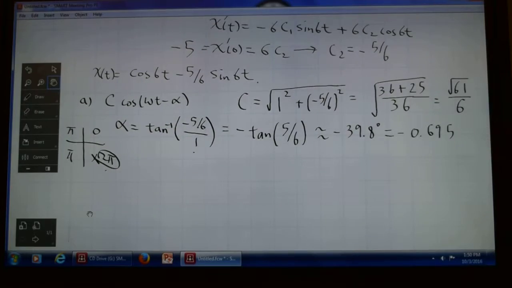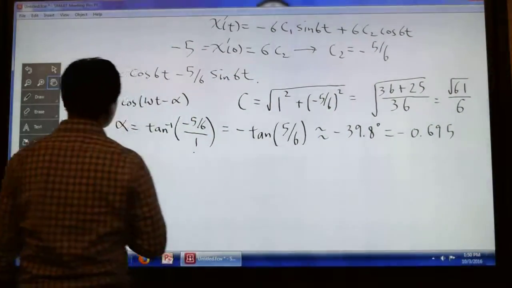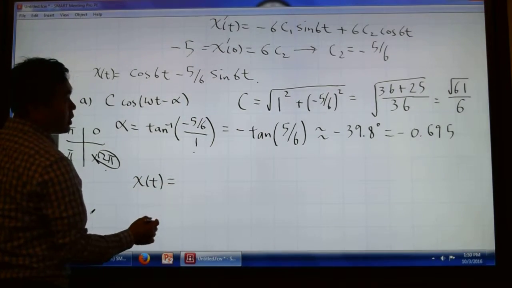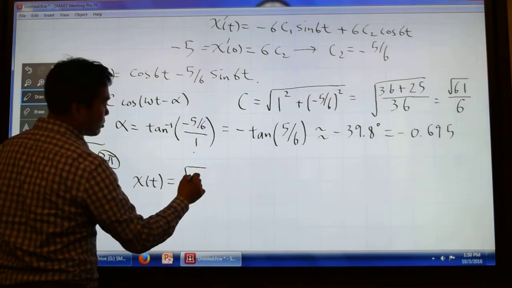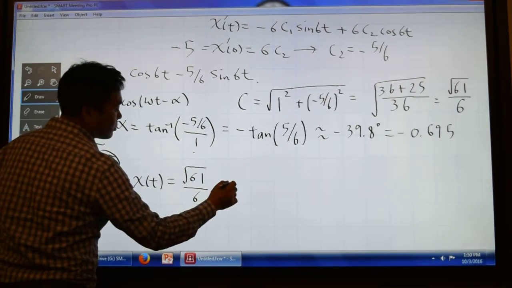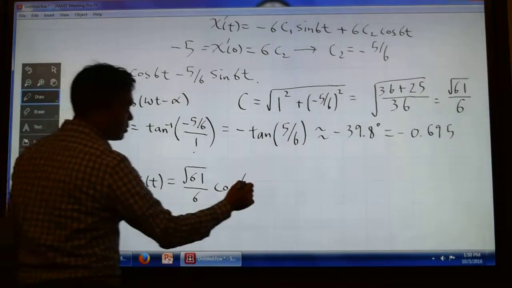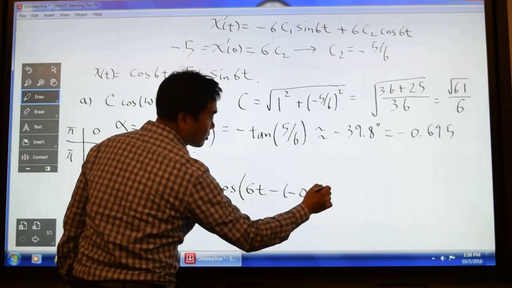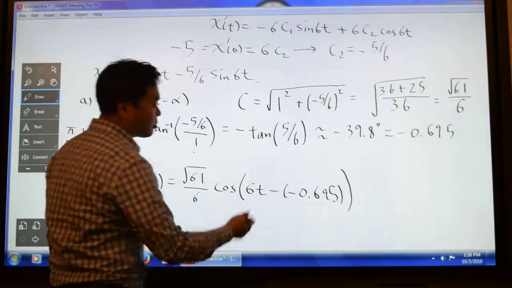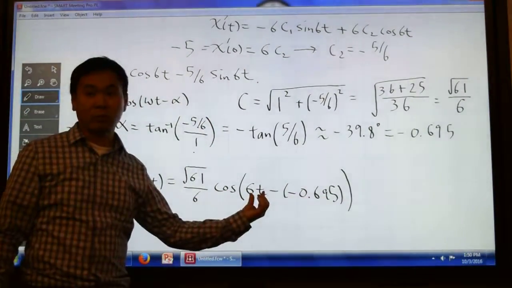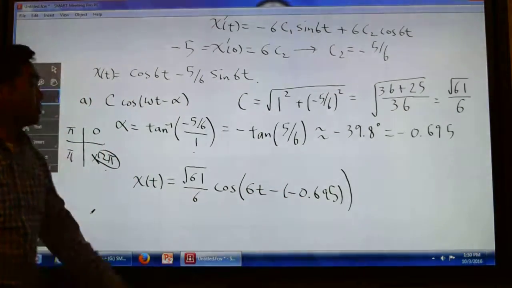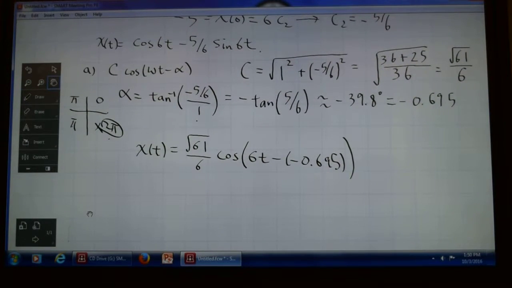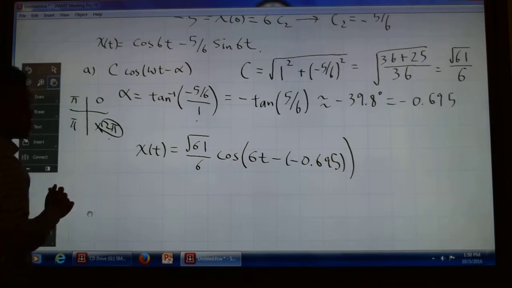All right. Therefore, putting all these together, this x of t can be written again as square root of 61 over 6 cosine 6t minus negative 0.695. I'm doing this because here we're assuming everything is in radians, so I should be using radians instead of degrees. Okay, so from here, that's part A. Part A answer is this.